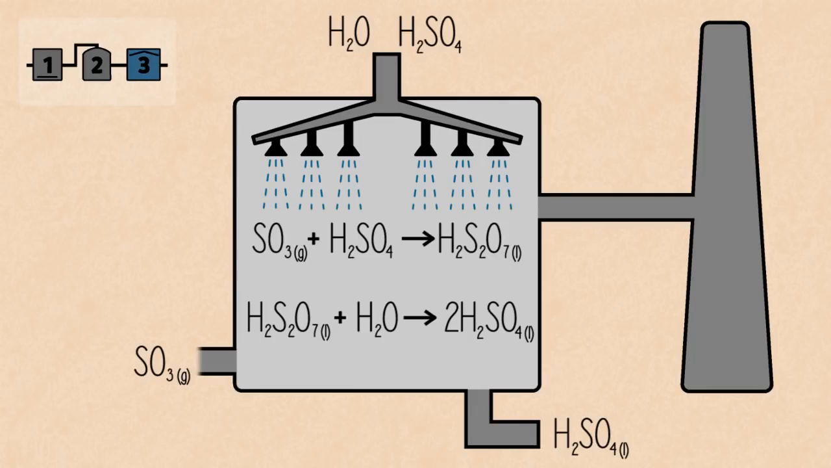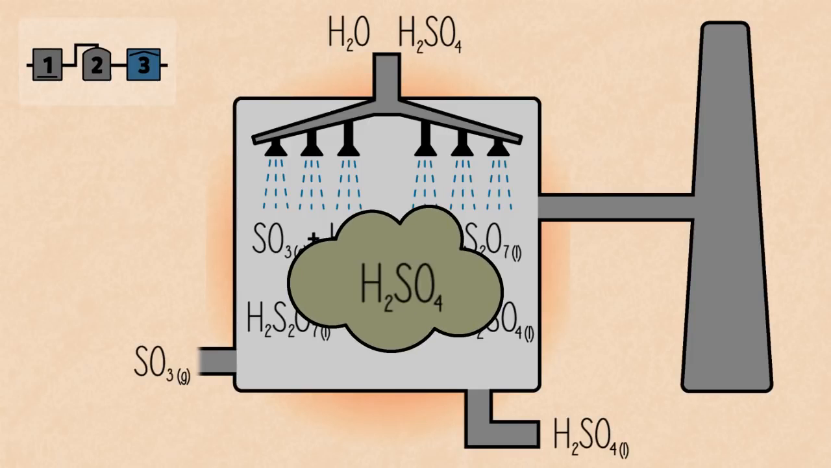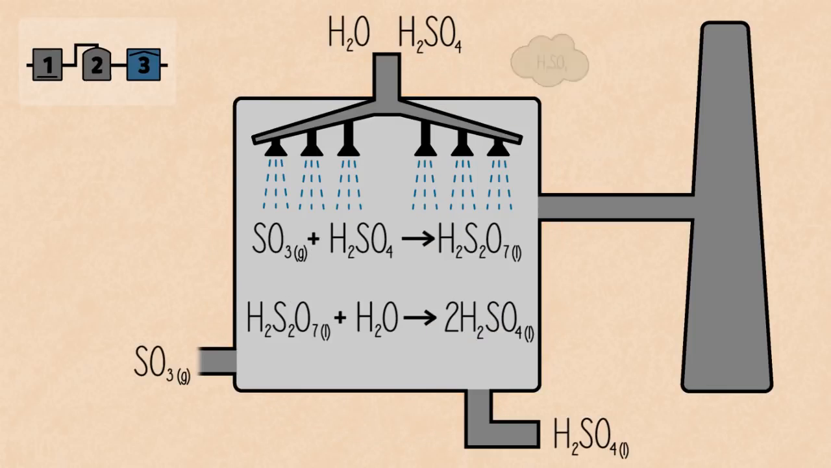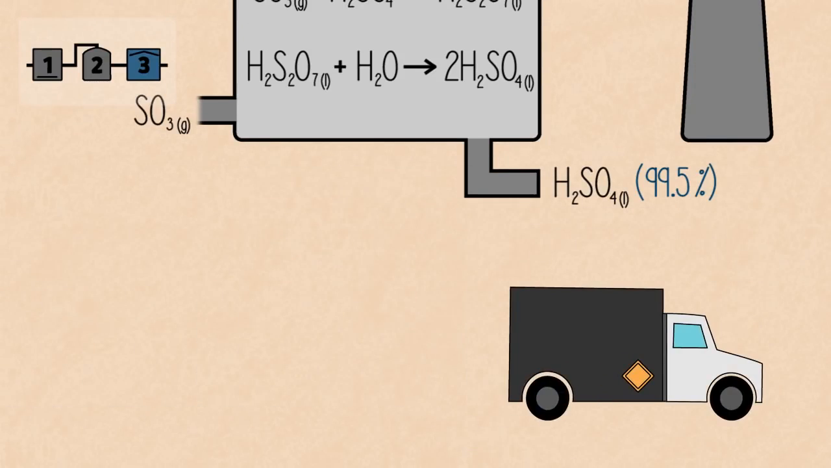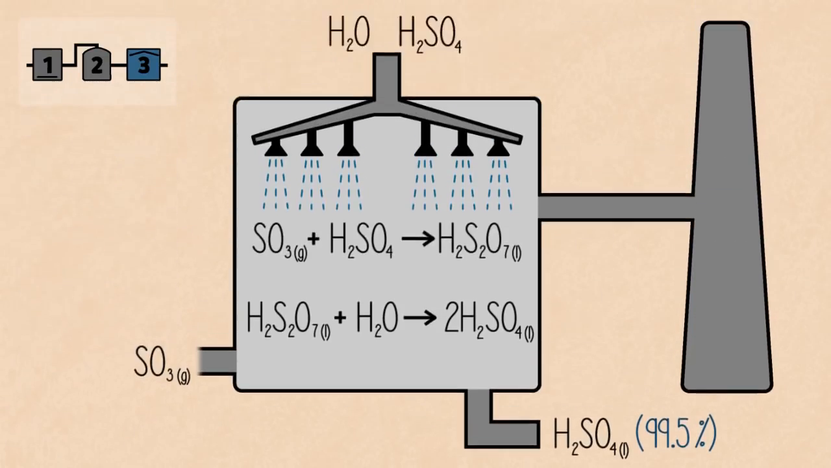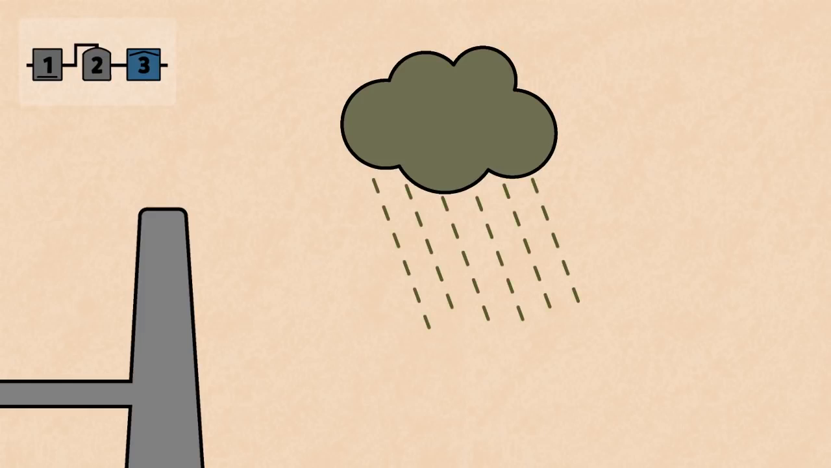This is because the reaction is very exothermic, so mixing it with pure water would release a mist of sulfuric acid that would escape into the air. 99.5% pure sulfuric acid is then collected and is shipped off to where it is needed next. There are some acidic waste gases from stage 3 which can escape and cause local acid rain.